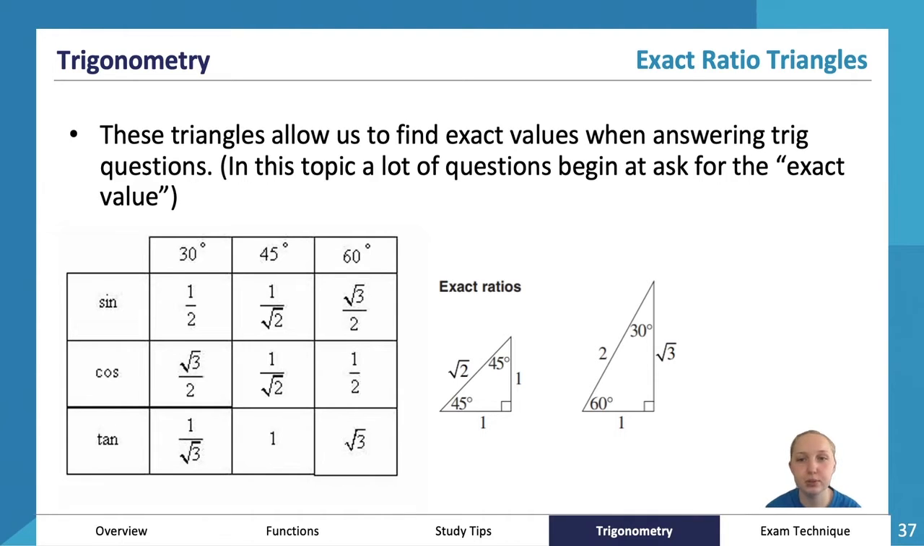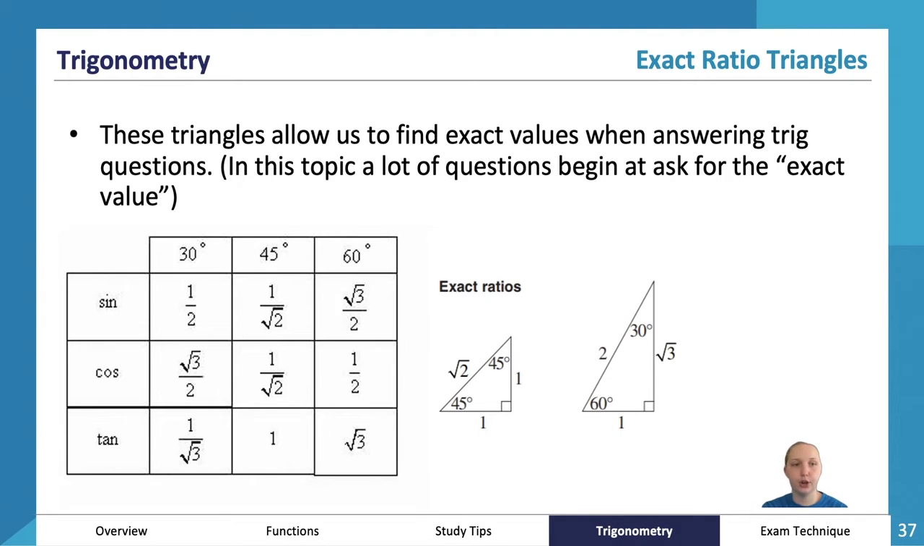So yeah, just because something doesn't say exact value doesn't mean you won't have to. So just keep an eye out whenever you're doing your trig questions about whether or not you have any of your sine, cosine, tan, 30, 45, and 60 degrees, whether they come up at all.